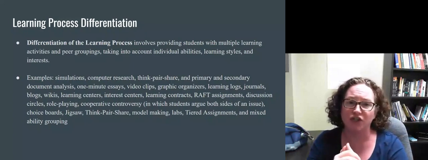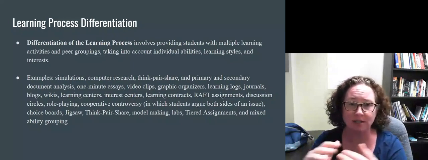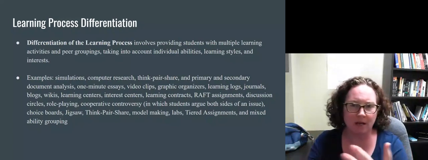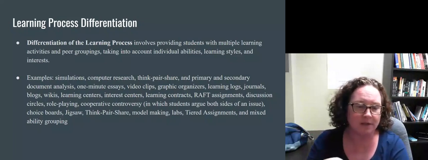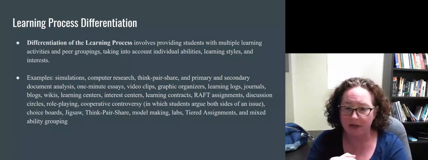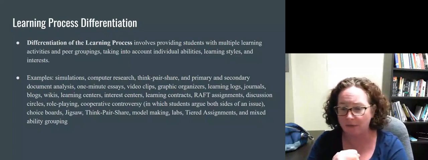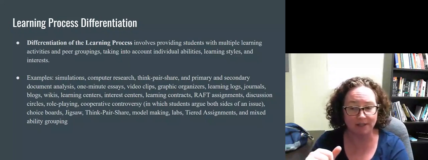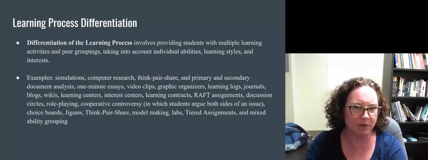And I just gave you a giant list of different examples of how to differentiate the learning process. And these are taken from Wormley, from Thompson, from Levy, and from the Anderson and Cook article. So simulations, computer research, think, pair, share, primary and secondary document analysis, 1-minute essays, video clips, graphic organizers, learning logs, journals, blogs, wikis, learning centers, interest centers, learning contracts, RAFT assignments, discussion circles, role-playing, cooperative controversy, in which students argue both sides of an issue.